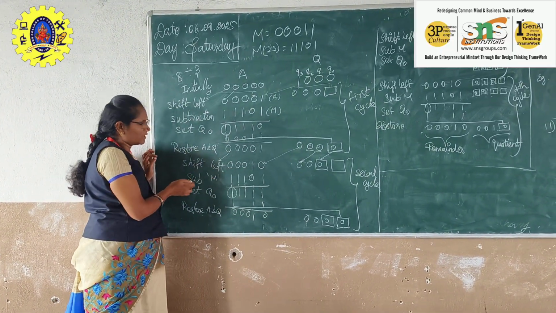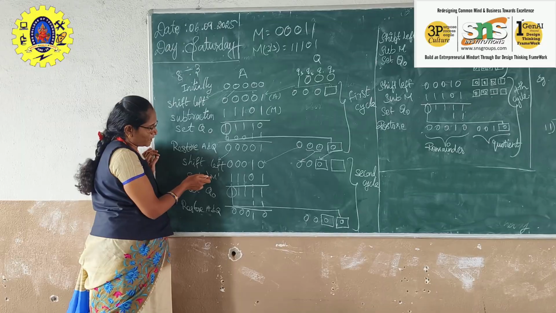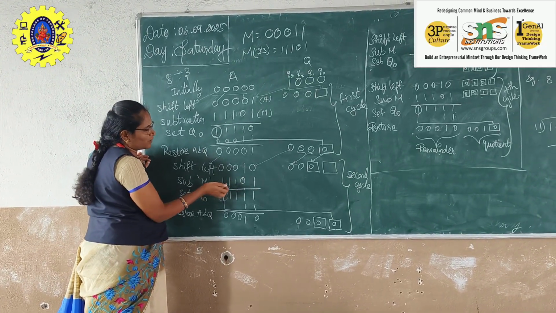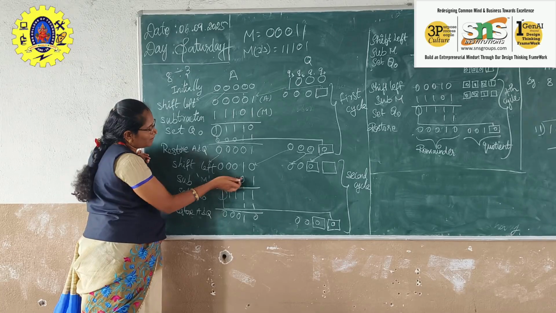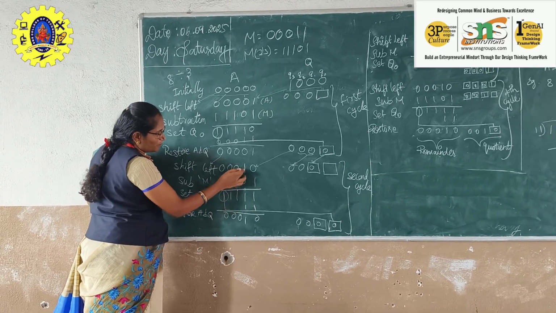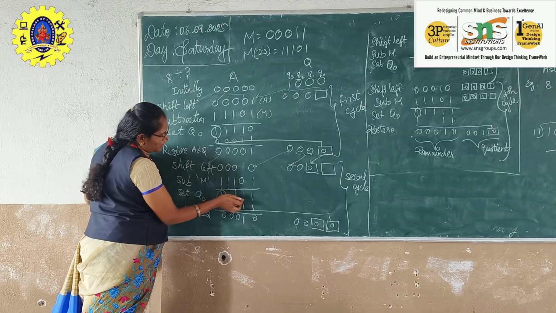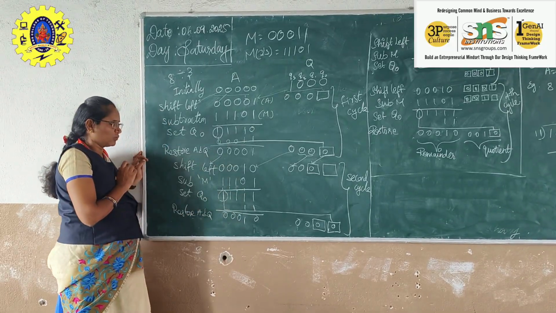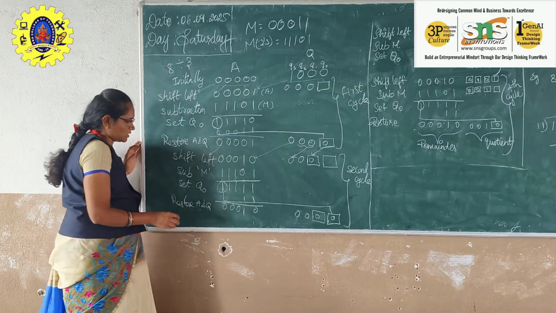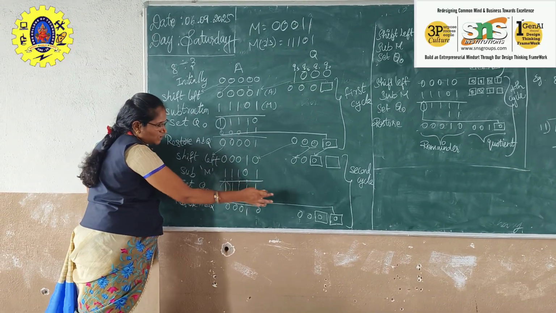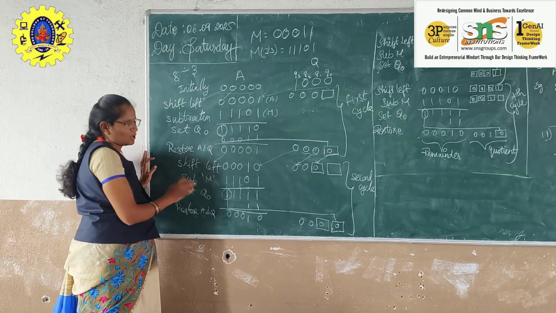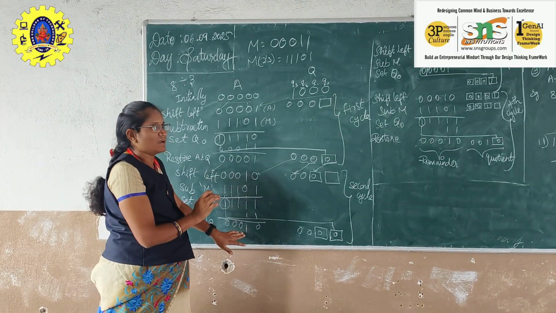Then after shifting we have to perform the subtraction. If we are subtracting, then we have to write the 2's complement number. After writing that, we have to do the addition operation. If you perform the addition operation, then all the bits will be set to 1. Then here it is 1, so we have to set the Q naught as 0. After setting the Q naught position, we have to restore the value of A and Q. Restore the value.